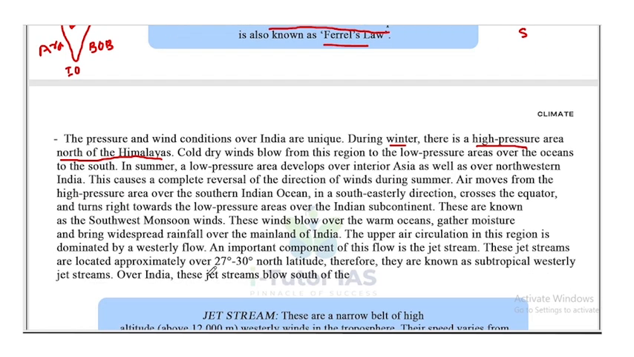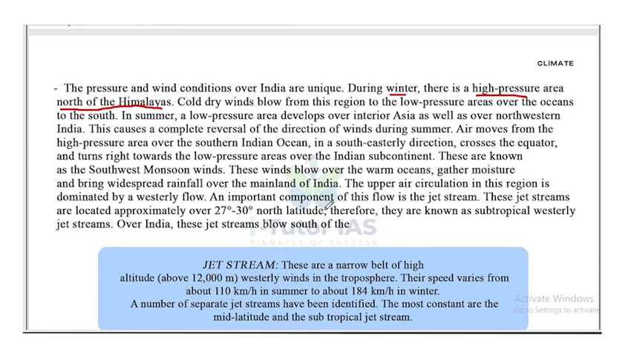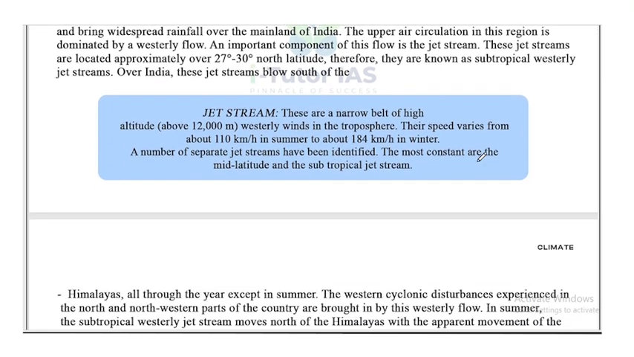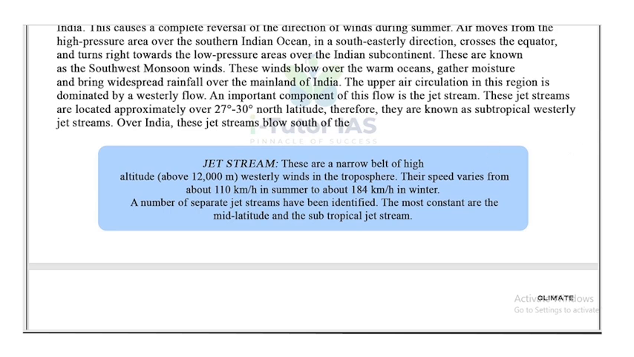So what is the southwest monsoon? Air moves from the high pressure area over the southern Indian Ocean in a southeasterly direction. Now look at this picture.